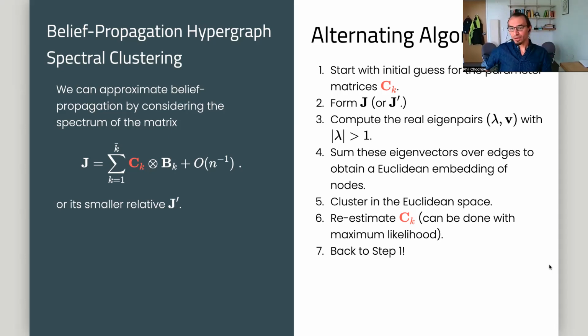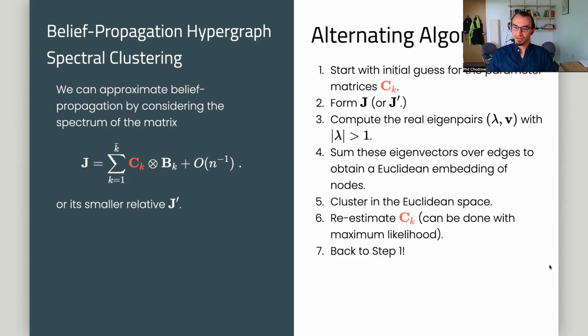We look for all the real eigenpairs, lambda V, where lambda is larger than 1 in magnitude and real. The reason you need it to be real is related to the statistical properties of belief propagation, because you can't have complex probabilities. So we look for the real eigenpairs with the eigenvalue larger than 1 in magnitude. We take the corresponding eigenvectors and do some addition of entries in order to obtain a Euclidean embedding of the nodes. We then cluster in the Euclidean space using your favorite Euclidean clustering algorithm, for example, k-means.